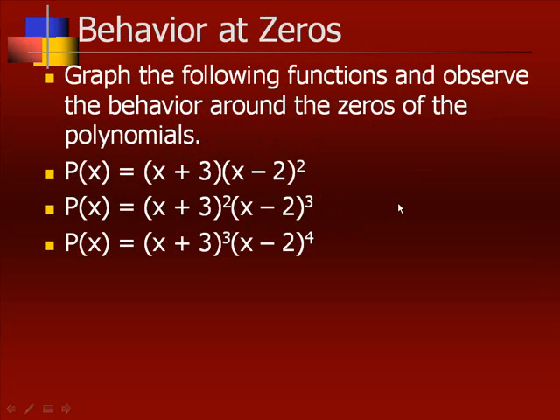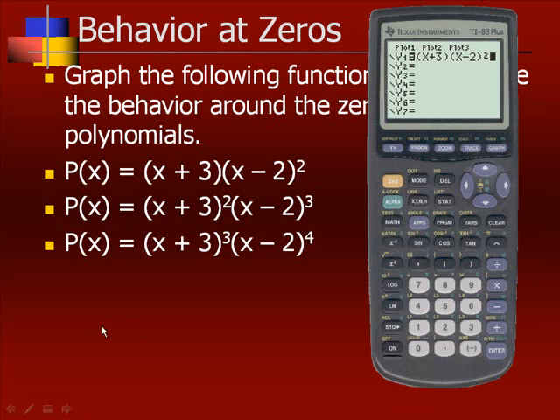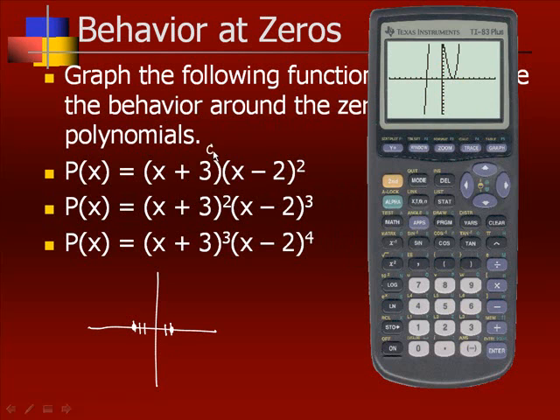Now, the behavior at zeros. Graph the following functions and observe the behavior around the zeros of polynomials. Okay, if we take the first polynomial, x plus 3 times x minus 2 squared, we know that the zeros are going to be at negative 3 and positive 2. But if we graph it, what you'll notice is it crosses at negative 3, but it only touches at 2. So I'm going to stick a little C for crosses and a T for touch.